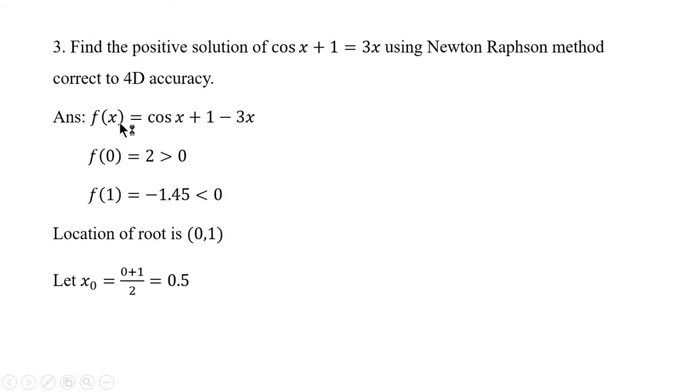Okay, you can start by putting different values of x. I am putting x equal to 0 because it is not a root of this equation. When you put x equal to 0, f of 0 is positive. When you put x equal to 1, f of 1 is negative. There is a change in sign, therefore the location of the root is 0, 1. Take the midpoint as the initial root, so 0.5 is the initial root.